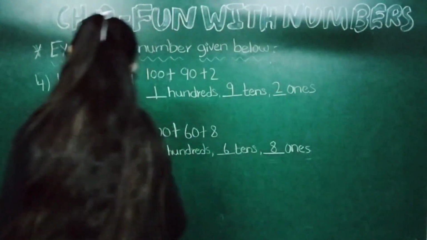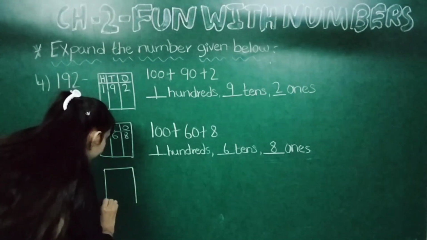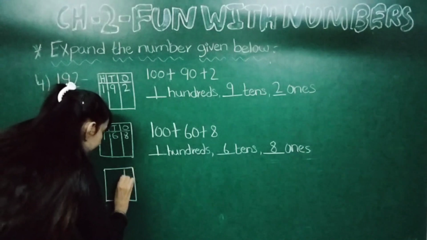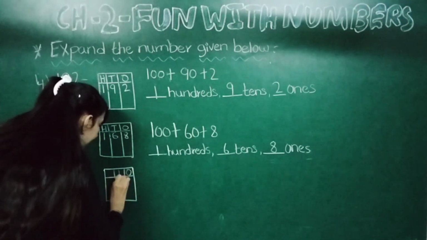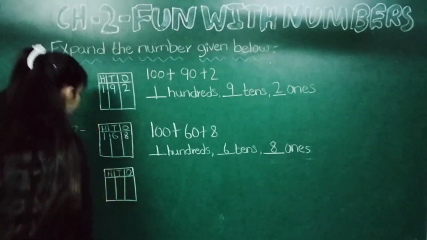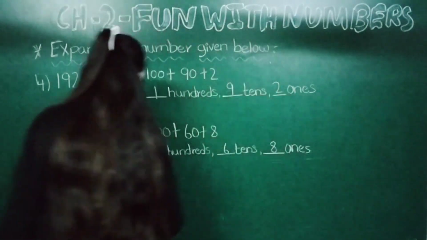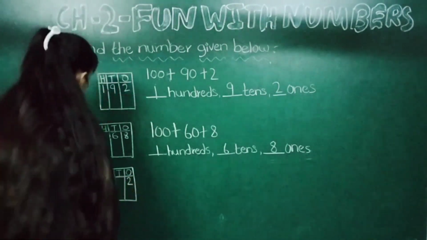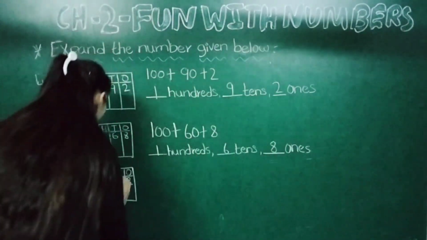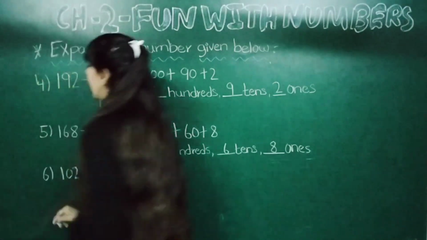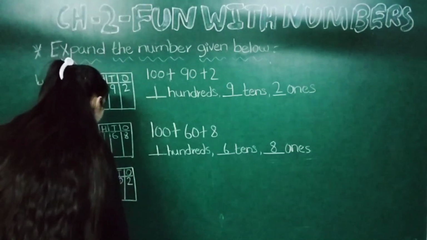102. So first of all, we will see its place value. Okay. So here we will make columns of ones, tens and hundreds. So here we will write O, then T, then H. Okay. Now this 2 you can see, we will write in the ones column. Yes. So here we will write 2. Now 0 tens. Yes. So here we will write 0. Now 100. Yes. So here we will write 1.